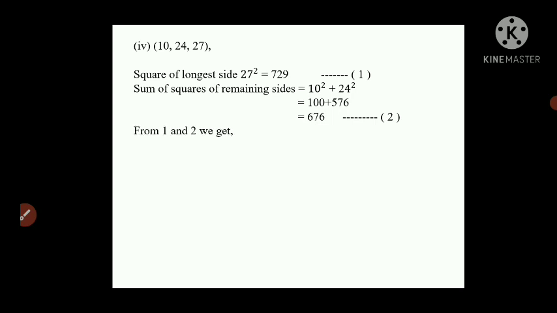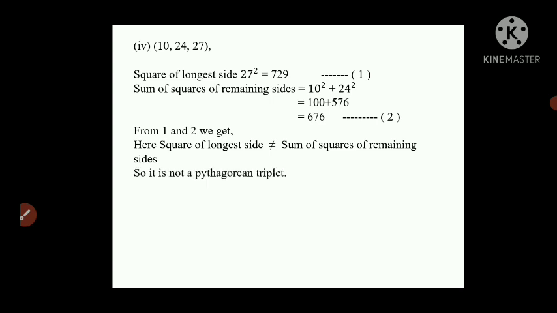Now here, from 1 and 2, these both are not equal. One is 729 and statement number 2 is 676. They both are not equal. So here square of longest side is not equal to sum of squares of remaining sides. So it is not a Pythagorean triplet.